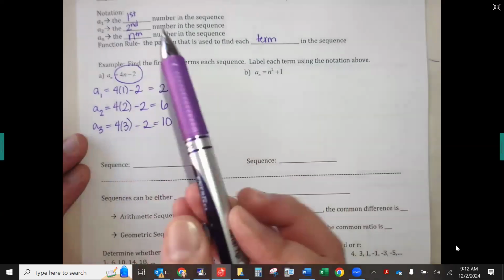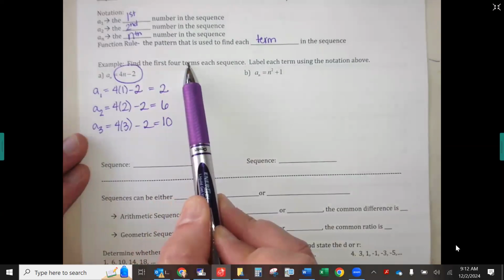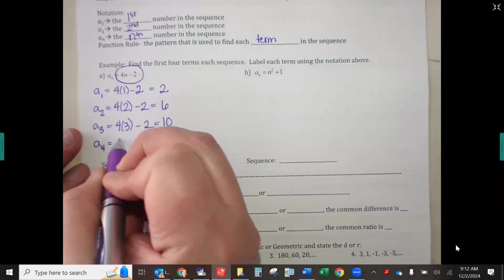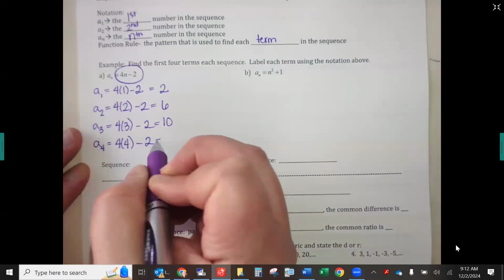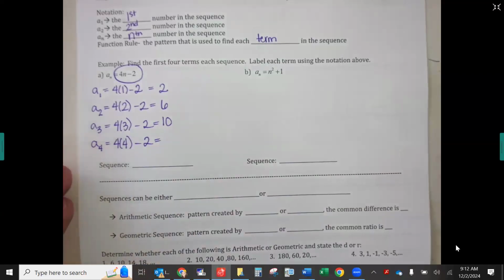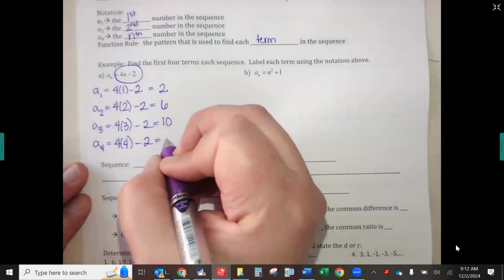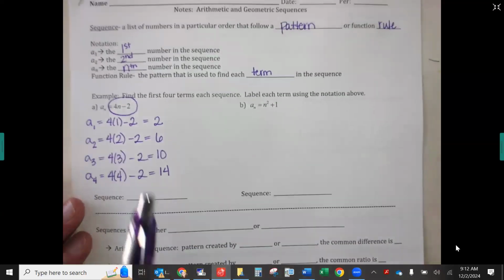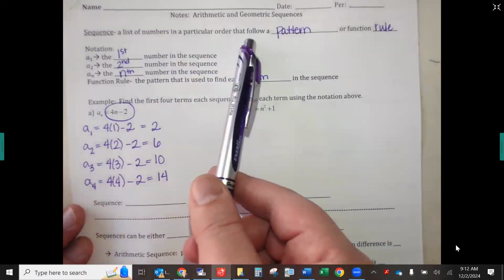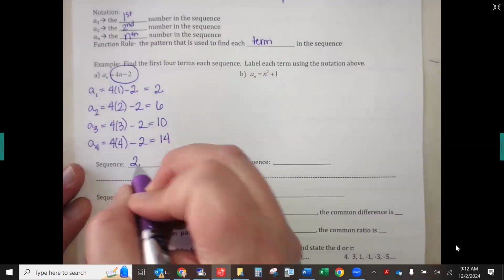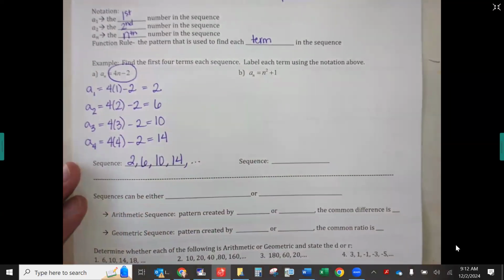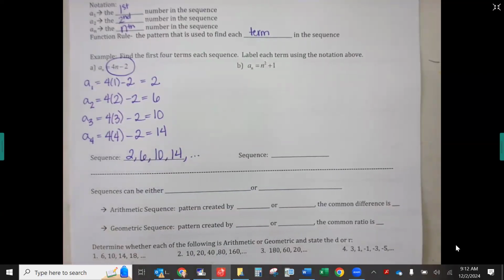Now notice it says in the instructions here, find the first 4 terms. So I've already got 1, 2, 3. This is going to be my last one, A4. And it'd be 4 times 4 minus 2. What's 4 times 4? 16, take away 2? 14. So my sequence, or my list of numbers in a particular order that follow a pattern, is 2, 6, 10, 14, and so on. Obviously you could extend that list as many terms as you want. We only went to 4 because that's what the instructions say.